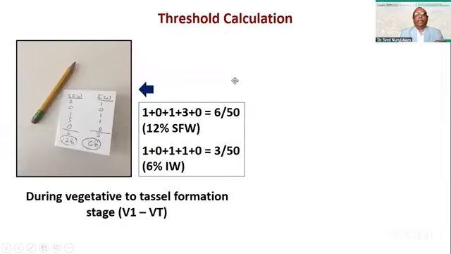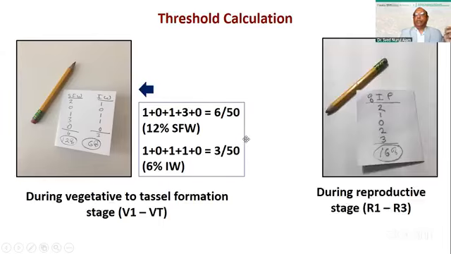We have to select the threshold calculation for SFW: 5 points, 50 plants, and from there we calculate the percentage. Here, of 50 plants, 6 are infested for SFW, so it is 12%. Here, of these 50 plants, 3 plants have IW, or larger worm, so it is 6% infestation.